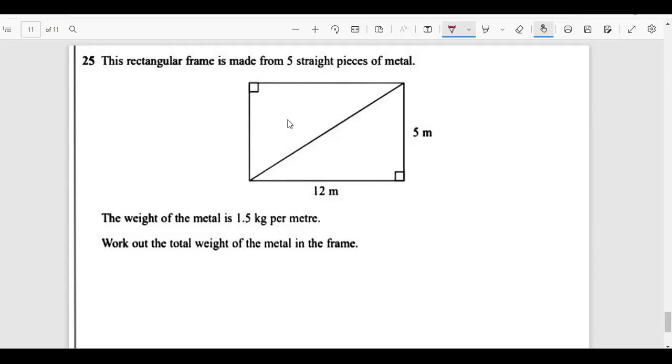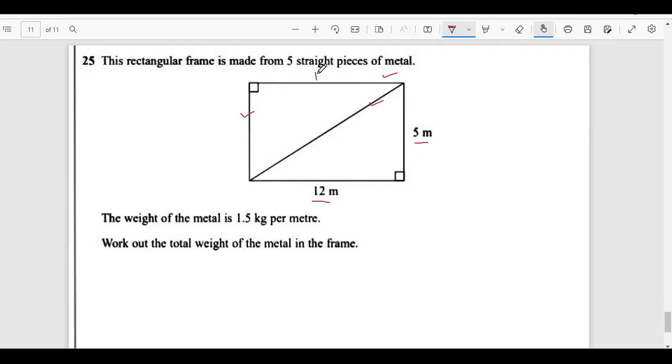Let me see. Okay, I did it with the A. I think it's wrong. Okay, I'll tell you. I think both of you have done the same mistake. I'll tell you, okay? It says this rectangular frame is made from 5 straight pieces. Let's look at those 5 straight pieces first. 1, 2, 3, 4, and 5. So we have the dimensions for the first two. Let's find out for the other one.